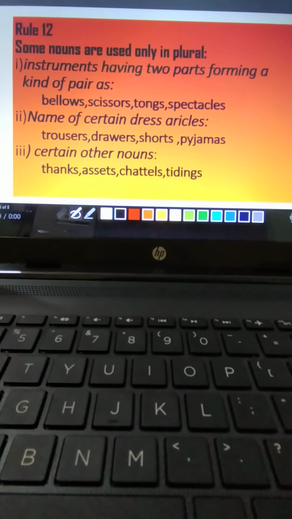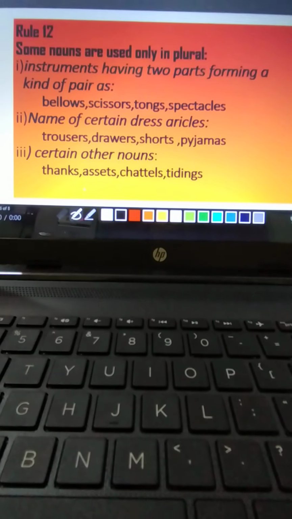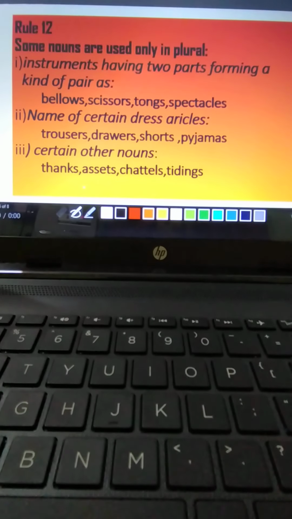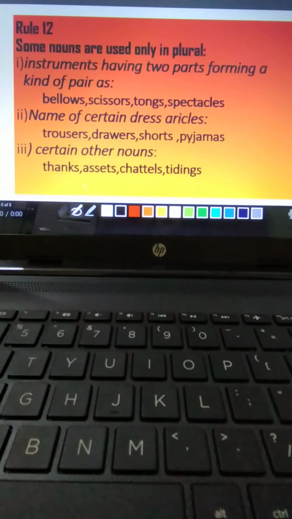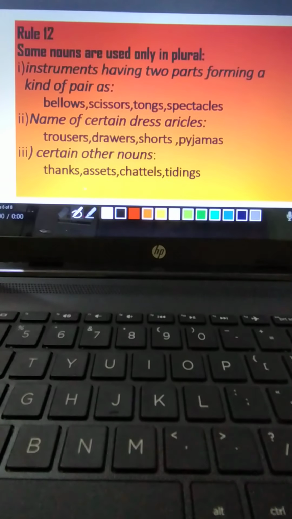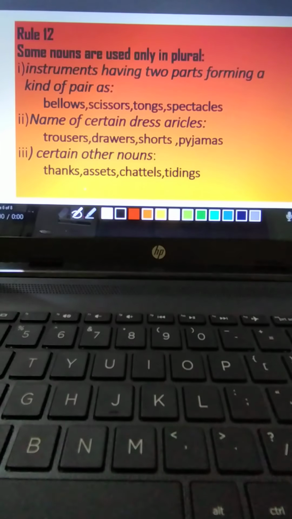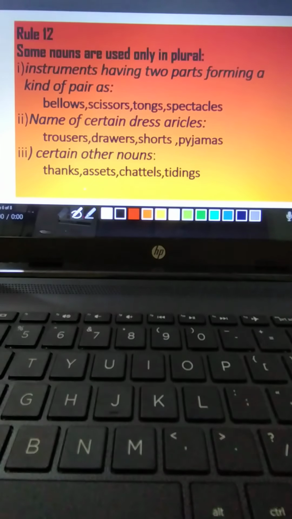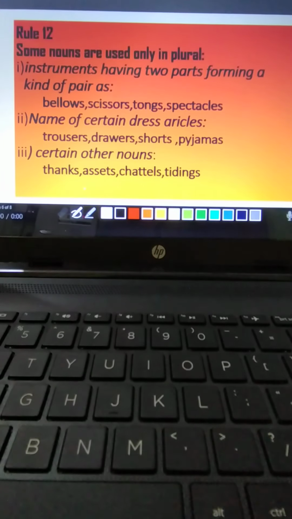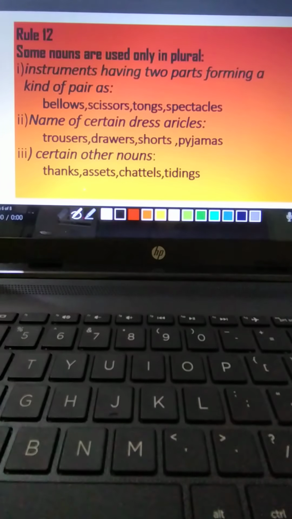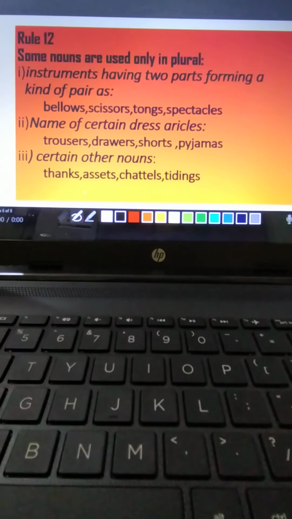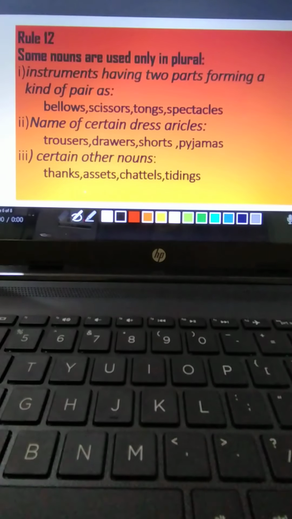Now number 3, certain other nouns. That means there are many more nouns which are also used in the plural sense and never used in the singular sense, such as thanks, assets, chattels. Now students, you must be wondering what you mean by chattels. Chattels means movable property, or you can say furniture or domestic animals or a car. All these are called chattels.